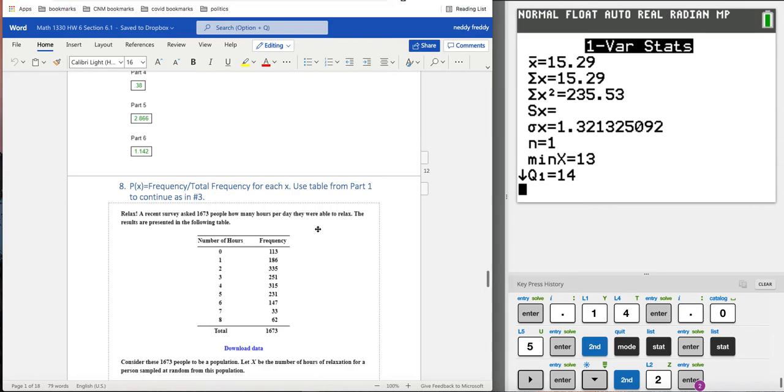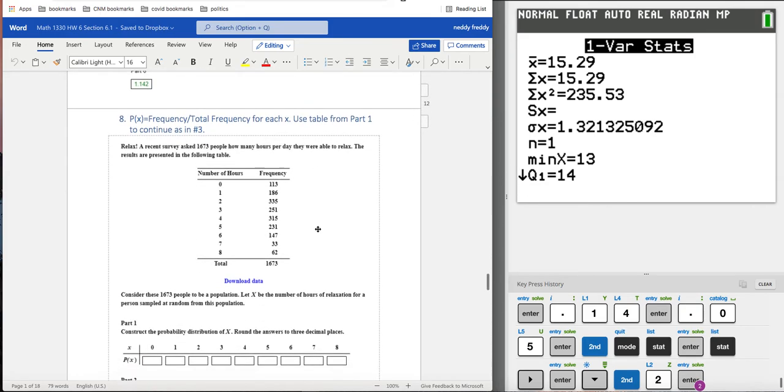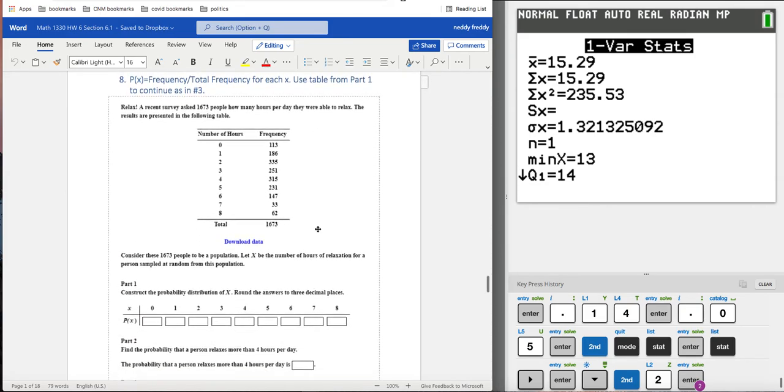And then the only other thing that they might be given here is the raw values of number of hours and frequency, and then they have to construct the probability distribution. There's no calculator shortcut that I'm aware of to do this. So for 0, you take the frequency for 0, 113, divided by the total, 1673. And then you just need to manually do the division for each of those.